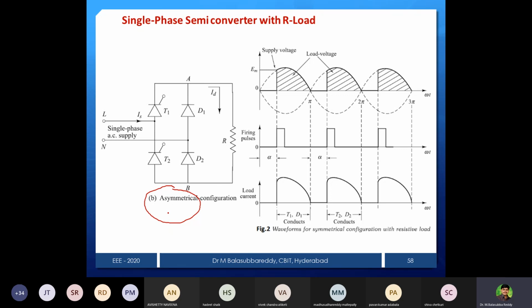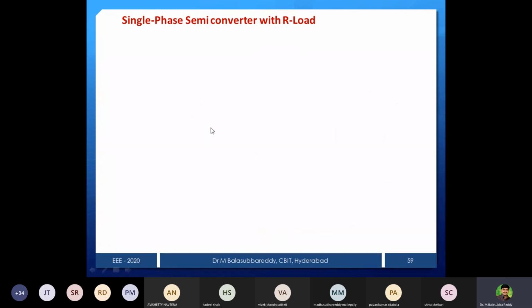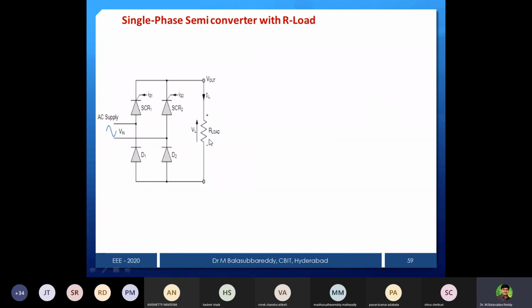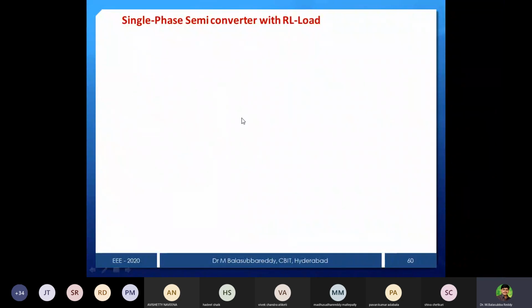That's the only reason we call it an asymmetrical configuration. Even if you avoid that, you can directly use one diode here also, it is fine. We don't care about symmetrical or asymmetrical. If you use the diode directly, then in the waveforms wherever the lower group devices are conducting, the freewheeling diode will conduct directly. Now you can see the operation for this is just for simulation.